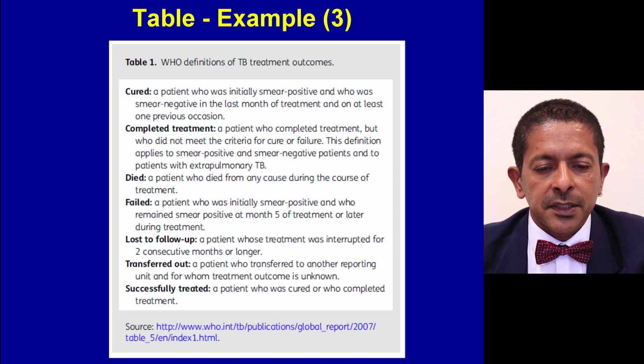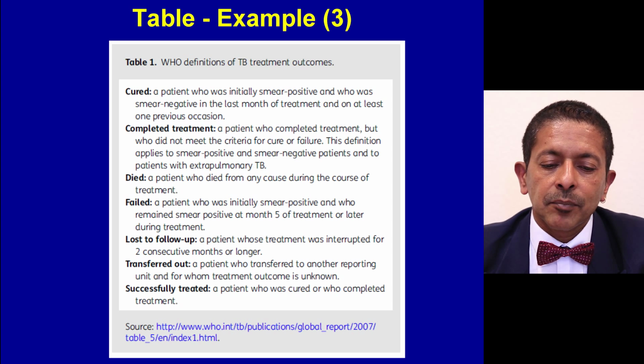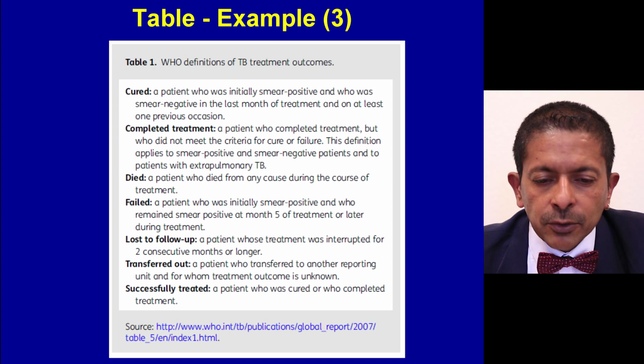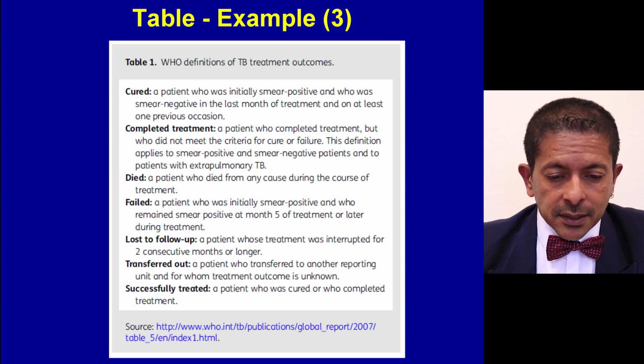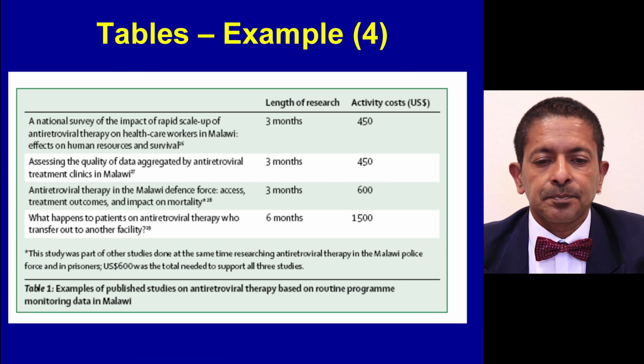Here's another example of a table. Now this does not have numbers, it has text. And some journals call this a table, others might call it a box. But tables can also have text, as I said earlier on. And these are the WHO definitions of TB treatment outcomes.